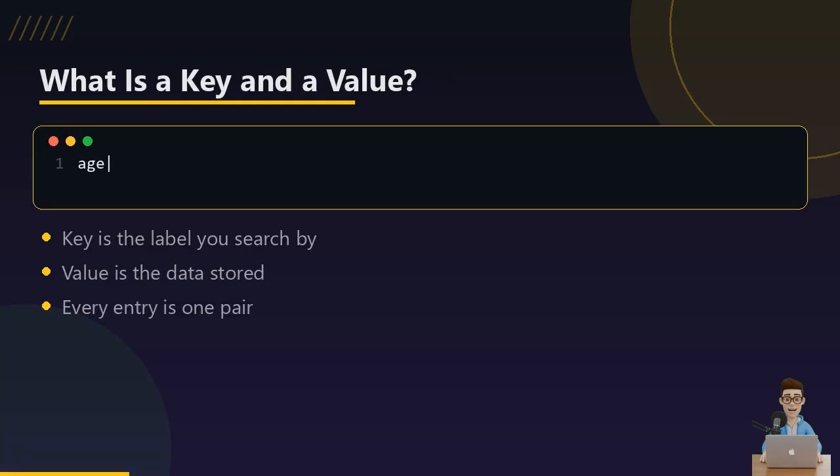each other. Imagine a locker room. The key is the label on each locker and the value is whatever is inside. Here the key Sam points to the value 20 and Mia points to 25. So when I write ages of Sam, Python jumps straight to that locker and hands me 20. In short, a key is the name and the value is the stuff behind it.